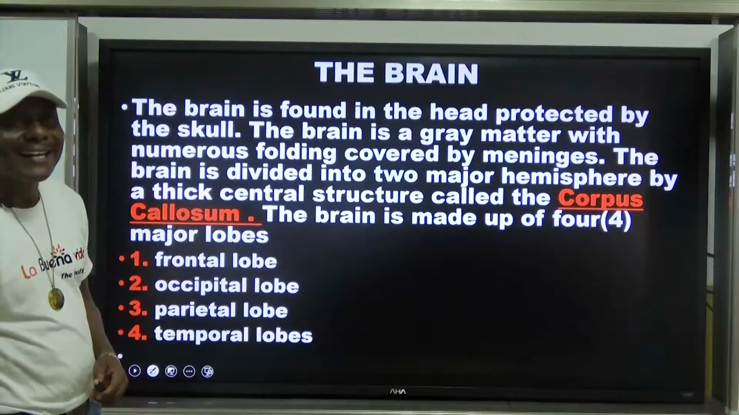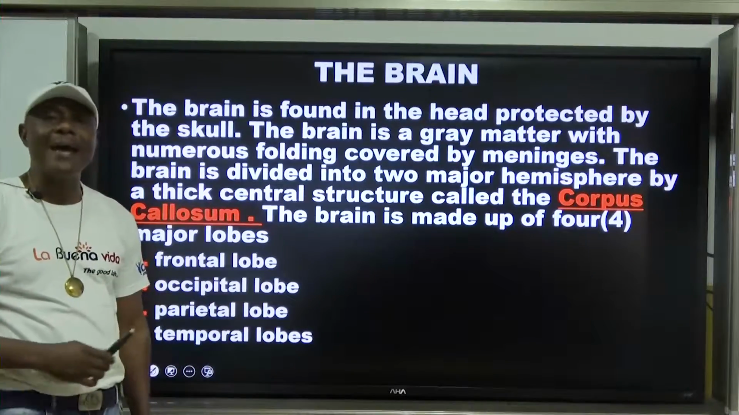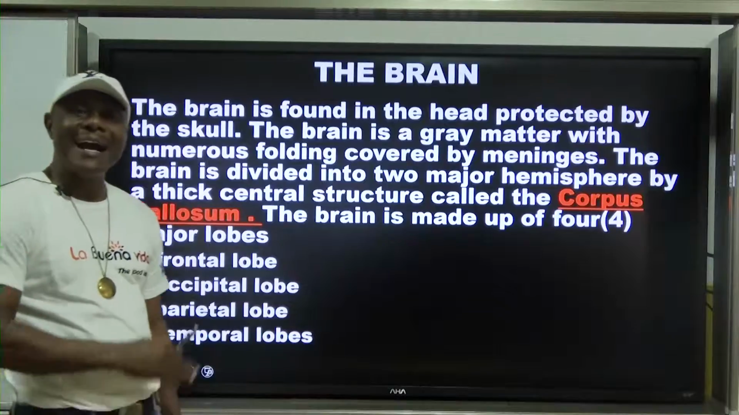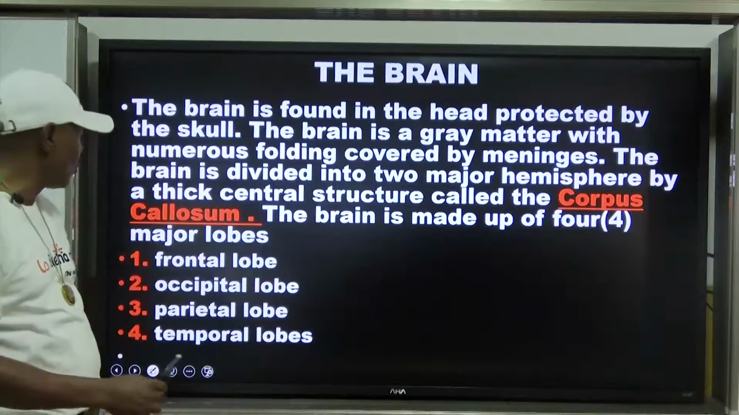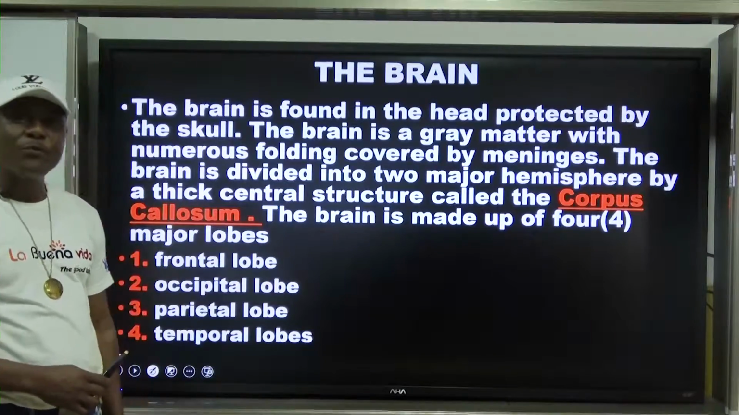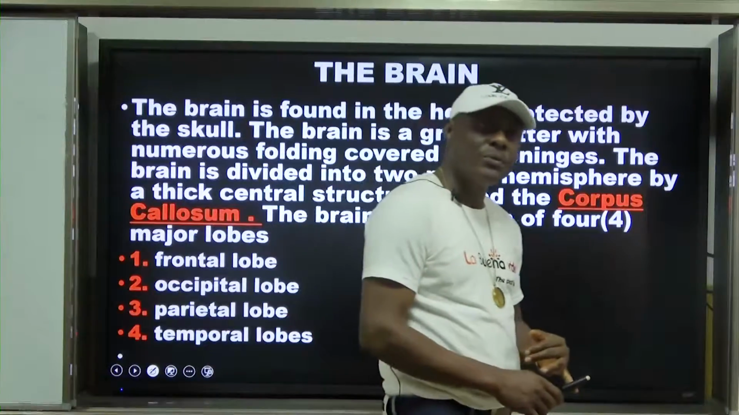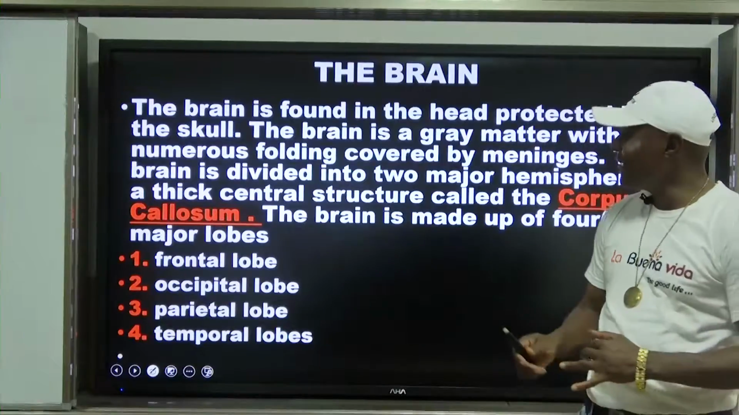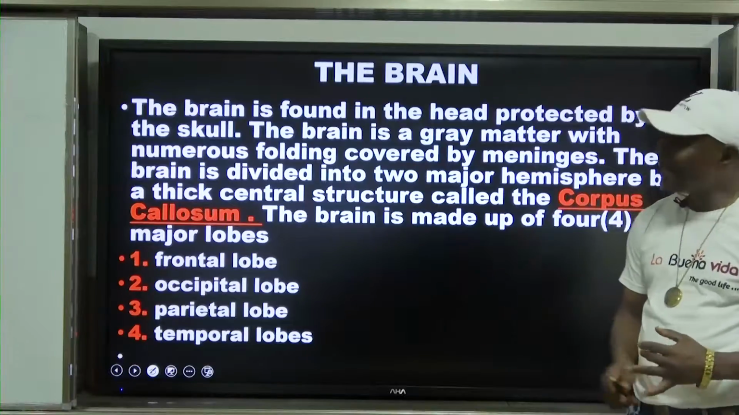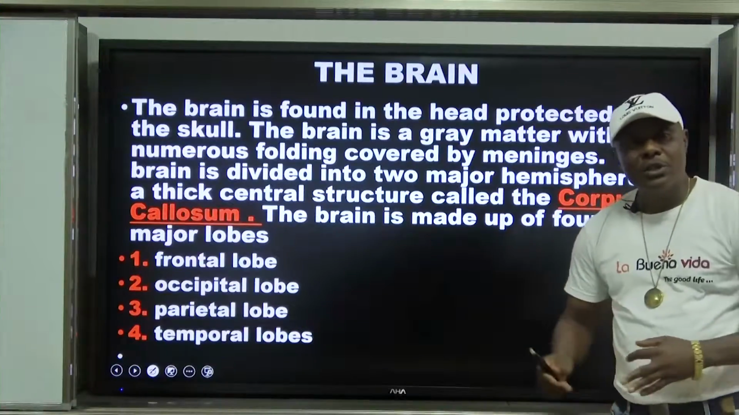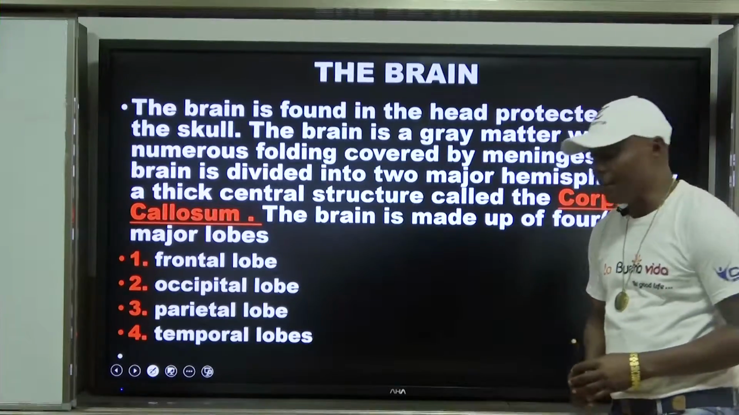And the brain is divided into two hemispheres by structure, the left hemisphere and the right hemisphere. At the middle of the brain, you have what we call the corpus callosum. The brain is made up of four major lobes. We have the parietal lobe, the frontal lobe, the occipital lobe, and the temporal lobe. These are the four major lobes of the brain.